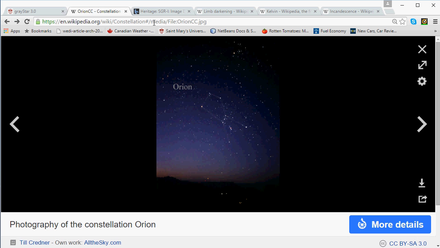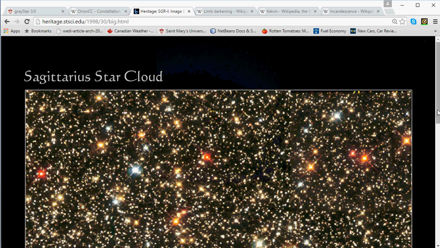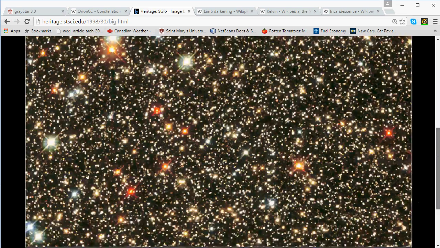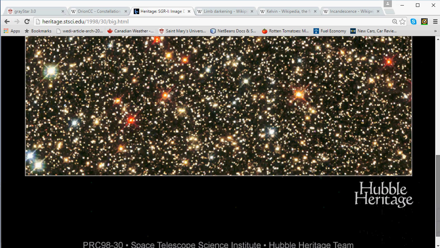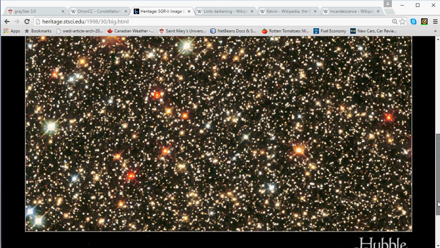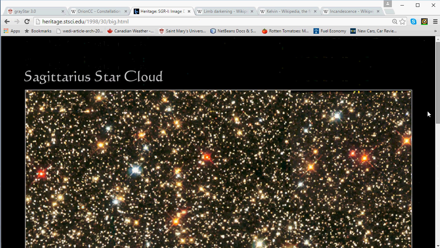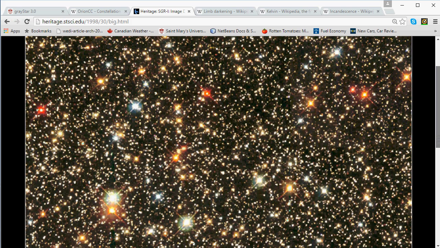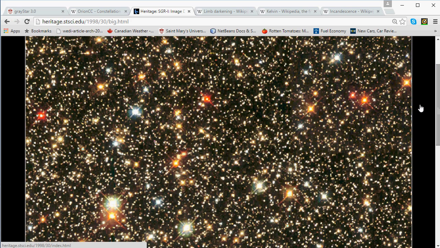To get a better sense of what the situation really is, it's better to look at an image like this one. This is an image that I found in the online Hubble Heritage Gallery. This is a gallery of images taken with the Hubble Space Telescope, maintained by the Space Telescope Science Institute. This particular image is of a feature known as the Sagittarius star cloud, but for our purposes it could really be any star field. And what's useful about this image for us is it shows us that stars actually come in quite a variety of vibrant colors.